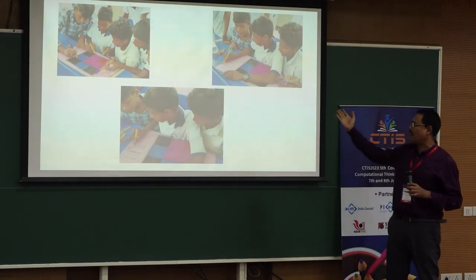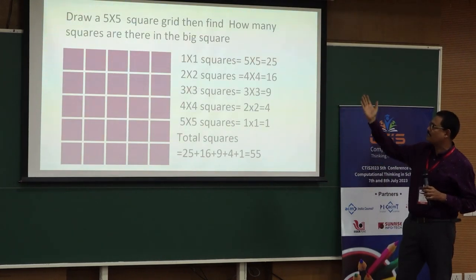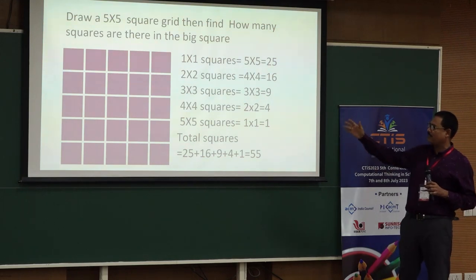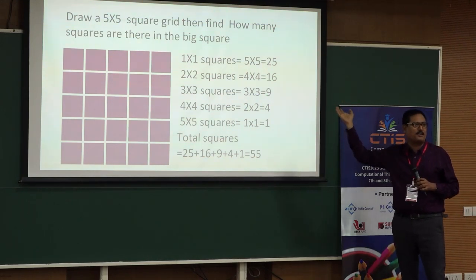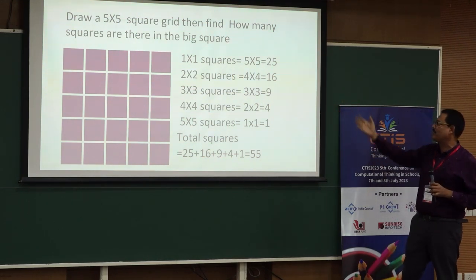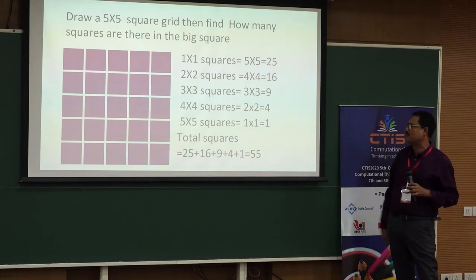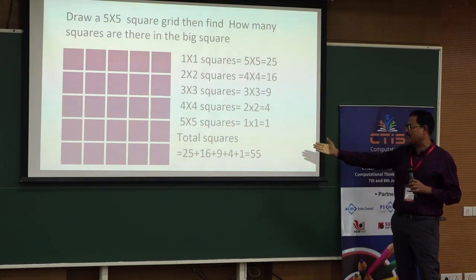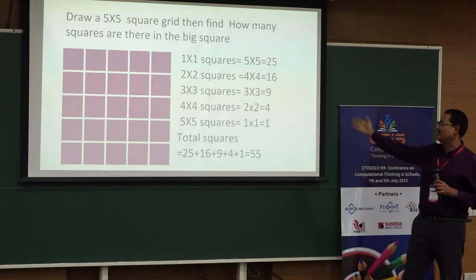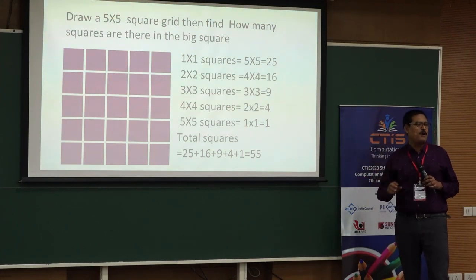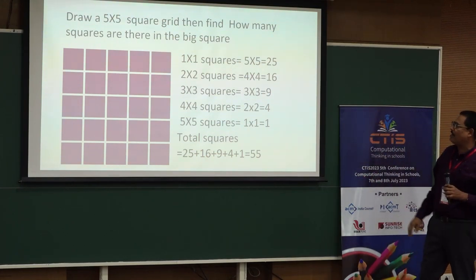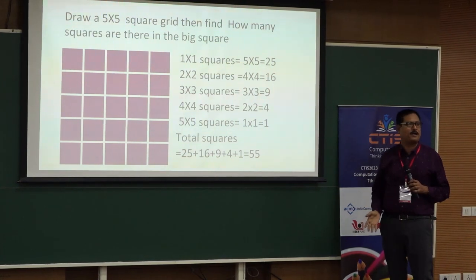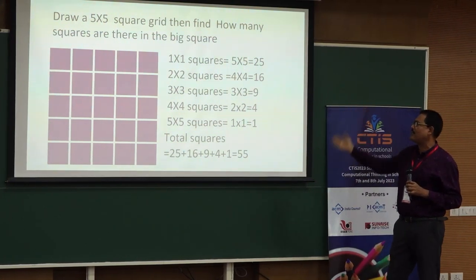So this is the activity. This is a 5 by 5 square grid. The students apply the same rule as they did in 3 by 3, that is 5 by 5, 25, 4 by 4, 16, and so on. 25 + 16 + 9 + 4 + 1 = 55. Now I give some time to the students and ask them to observe what the pattern is, what the sequence is.